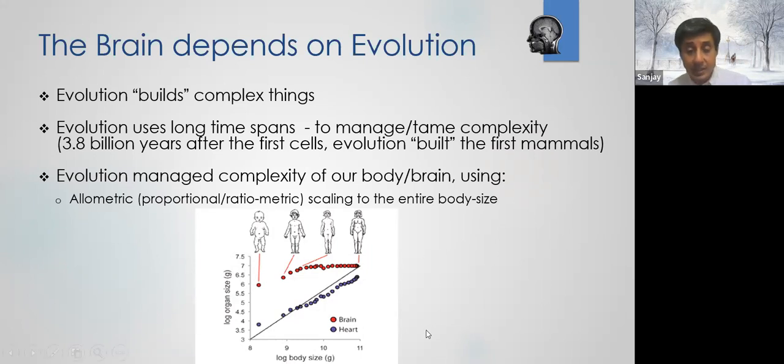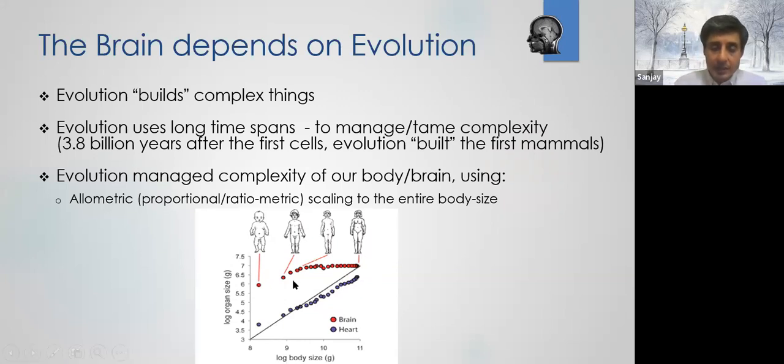And as a person grows, it's actually a log scale. So it's not years, it's body size, in grams. So the mass of the body. The right side is an adult, the left side is an infant. And as our body grows from infancy to adulthood, it forms a certain path, which is linear.